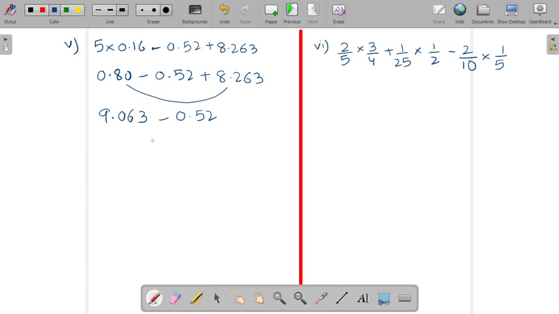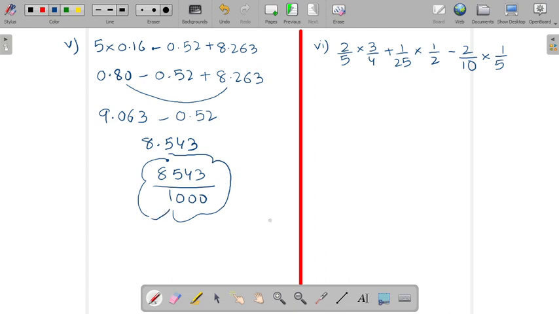So the term which you will be getting is 8.543. This you will get. Now again you have to write it in rational form. So 8543 upon 1000. Don't forget to write it in the rational form. And again this is in the standard form since we can't cancel the term.